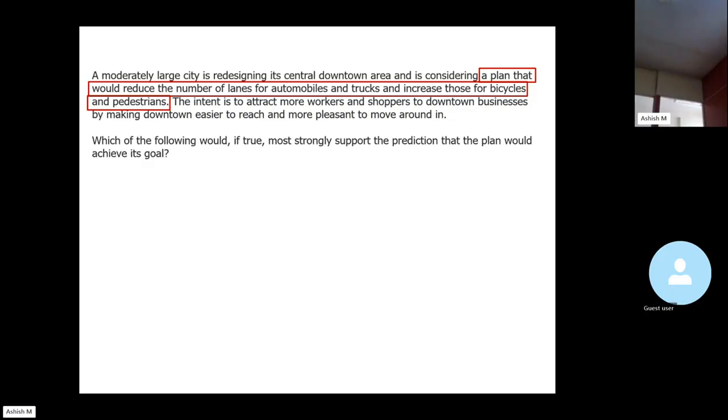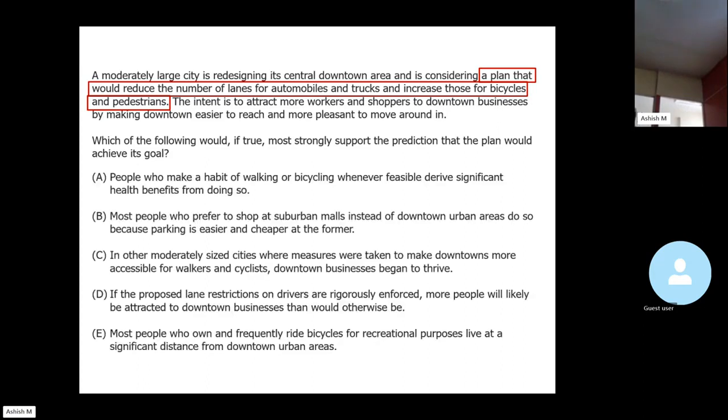Okay. So now let's be very clear in our minds. We have to look for an option that suggests that the plan will achieve its goal. What does it mean? Increasing the number of lanes for bicycles and pedestrians would help increase the business of downtown. Agreed? So we need to keep that in mind, right? And then look at the answer choices.